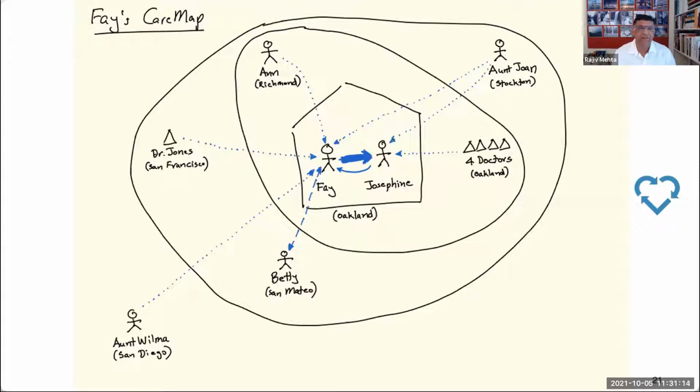You'll see that Faye's drawn a simple arrow back from Josephine to herself to acknowledge that her mom is still her mom and still does what she can to care for her. Just because she has dementia doesn't mean she lacks all agency. Her mom is still involved.